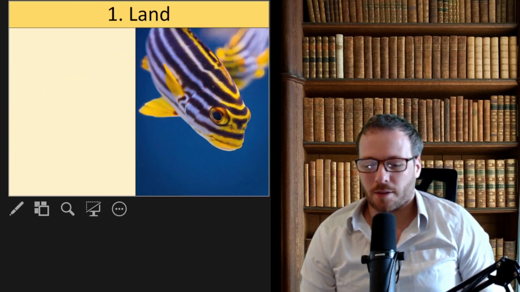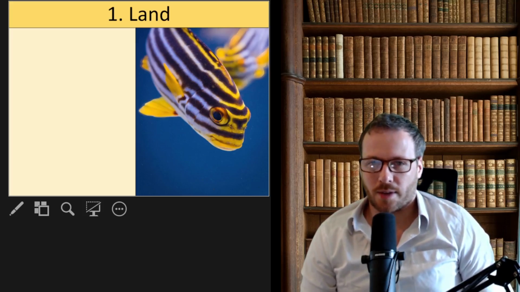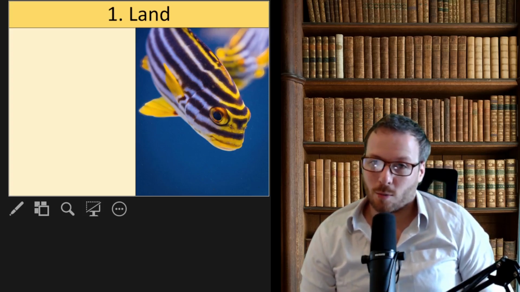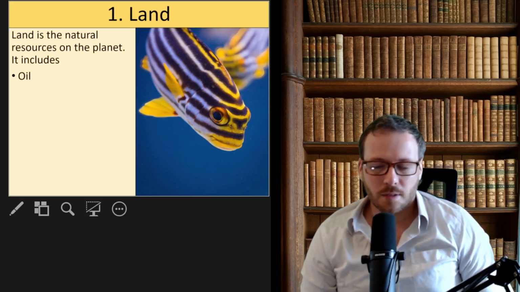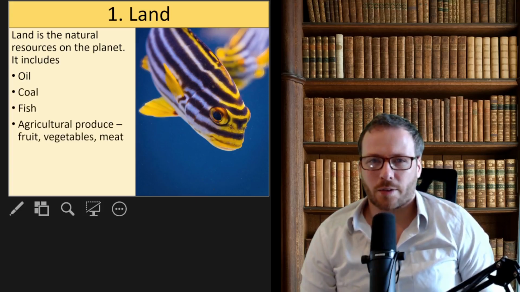Now, you might be confused here because I've got a picture of a fish and I've said land. This is confusing because land is natural resources. So if you have water, underneath that water is land. Or on the bottom of the water is essentially land, right? But this land has natural fish in it, and therefore it's considered land. It has been untouched by humankind. So it's the natural resources on the planet: oil, coal, fish, agricultural products.